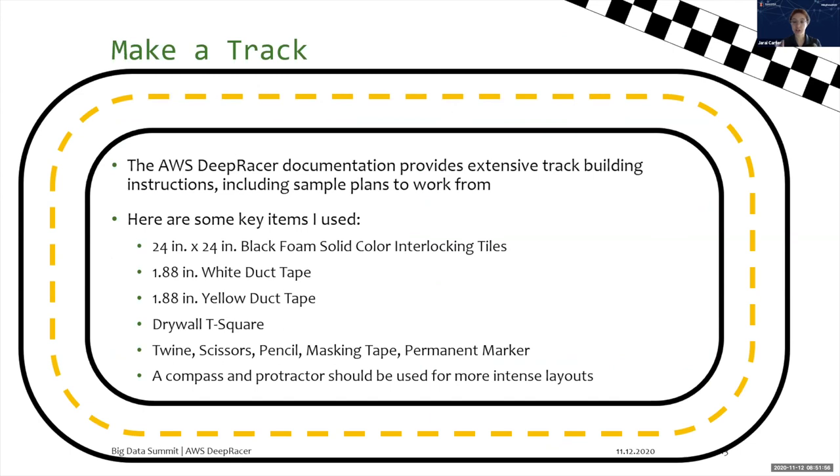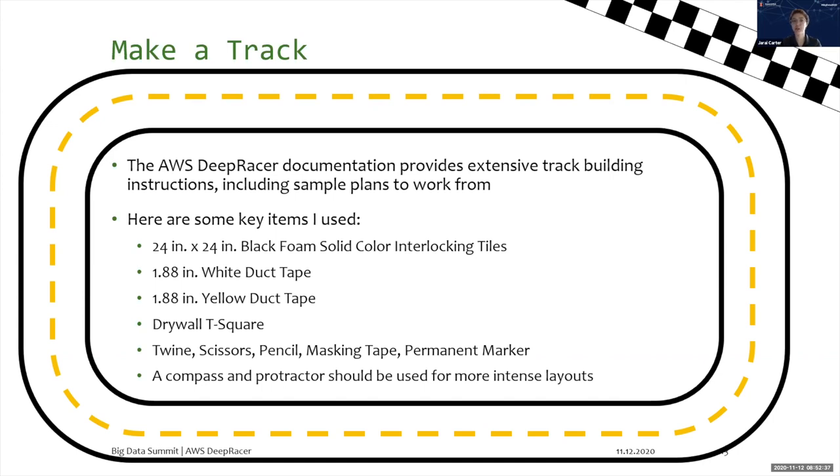Just in case you're interested in making a track, which I highly recommend, the DeepRacer documentation provides extensive track building instructions and also some sample plans to work from. Some things that I found key to making the track work and get set up correctly were using foam solid color tiles that you just lock together and using white and yellow duct tape. The widths and the colors are really important, because that is what the sensors are looking at. So making sure all of this is correct and that you have a solid color background for the car to drive on is really important.